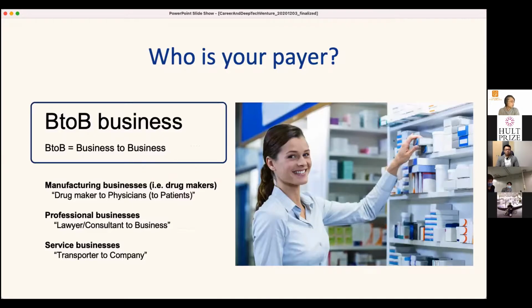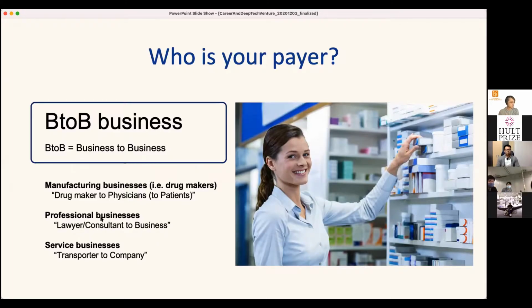And the next one is a B2B business. And this is a business to business business. For example, manufacturing businesses such as the drug makers. So a drug maker makes a drug and sells it to physicians or doctors. And actually doctors provide it to their patients. So doctors do B2C business, but the drug maker does B2B business. So they sell things to businesses. So that's a manufacturing business.